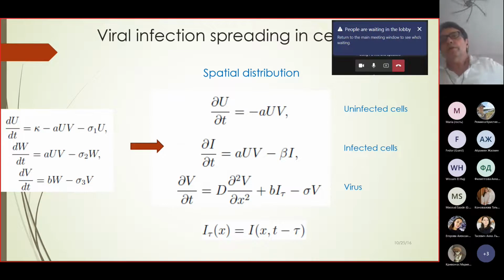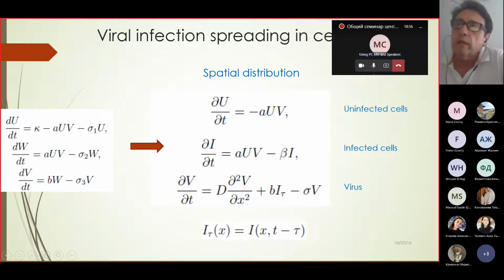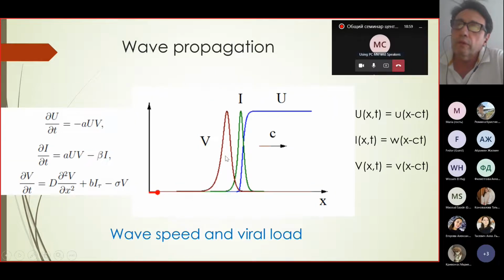So we will start with this model. We discussed it many times before, and even today in the student seminar. So I will recall it very shortly because we will use it below. There are three equations here for uninfected cells, infected cells, and virus. If we do numerical simulations for this model, we see that infection spreads in cell culture or in cell tissue like a wave, as shown here. This blue curve is uninfected cells, the green curve is infected cells, the brown curve is virus concentration. All that moves from the left to the right with a certain speed, c.